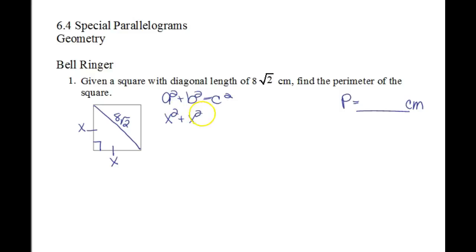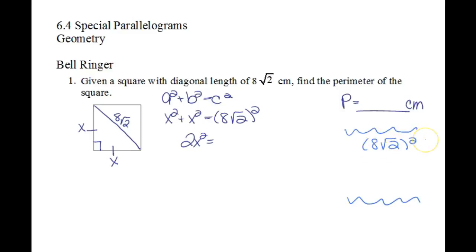So x squared plus x squared equals 8 square root 2 squared. And I do want to talk real quickly about what does 8 square root 2 squared mean? It means 8 square root 2 times 8 square root 2. 8 times 8 is 64. Square root 2 times square root 2 is 2. So 64 times 2 is going to be 128.